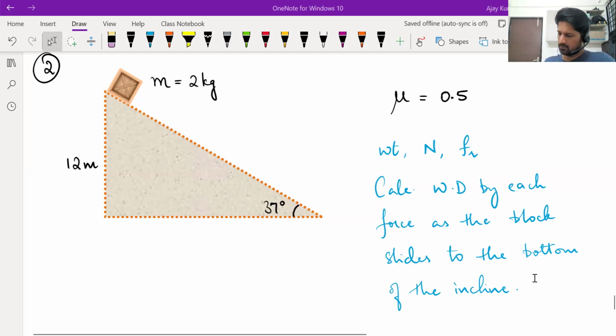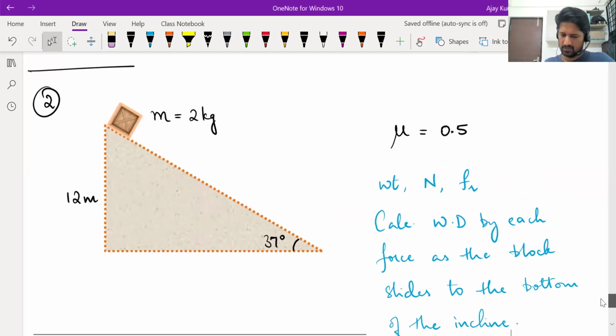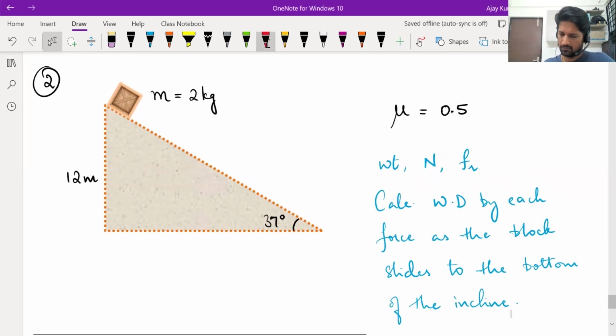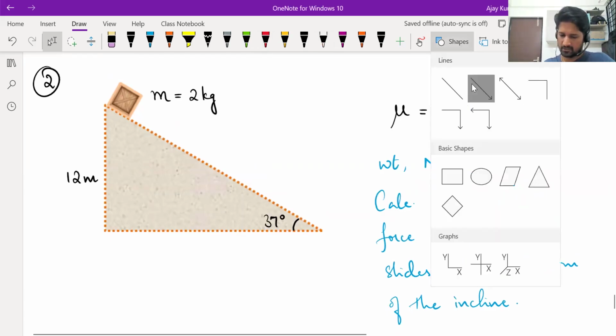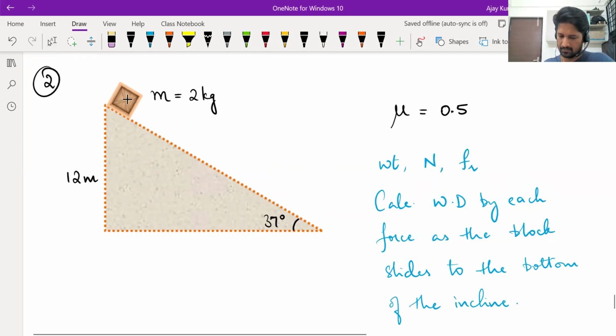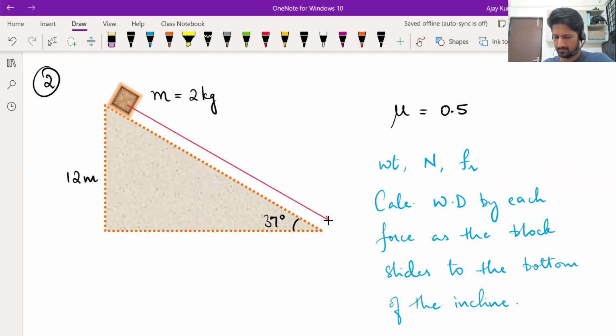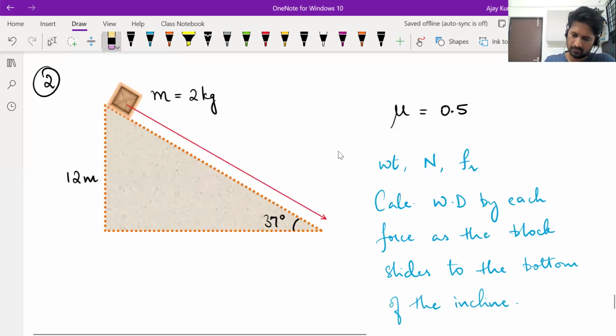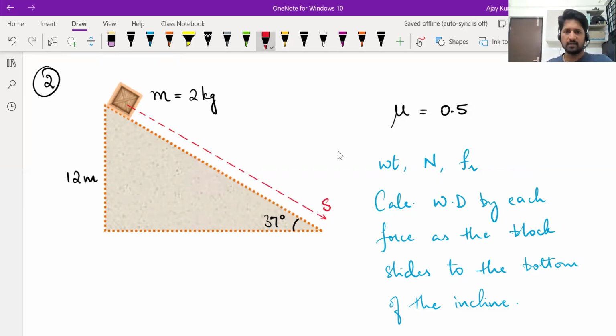Listen, all of you. This block we know is going to slide along the incline. So it's easy to visualize its displacement. Can one of you tell me the magnitude of its actual displacement along the incline? How much is the block going to slide? Sir, 20 meters. How did you calculate? Sir, sin 37 is equal to 12 by x. Correct. Opposite by hypotenuse.